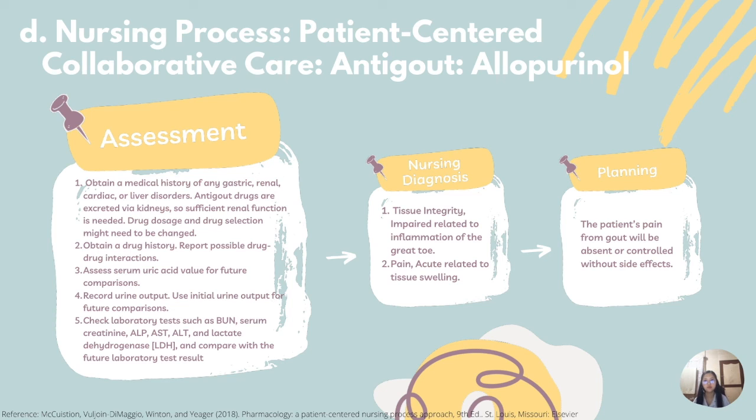A possible nursing diagnosis for this drug is impaired tissue integrity related to inflammation of the great toe. The second nursing diagnosis is acute pain related to tissue swelling. As for the planning, our objective when our patient is taking this drug, allopurinol, is that the patient's pain from gout will be absent or controlled without side effects.